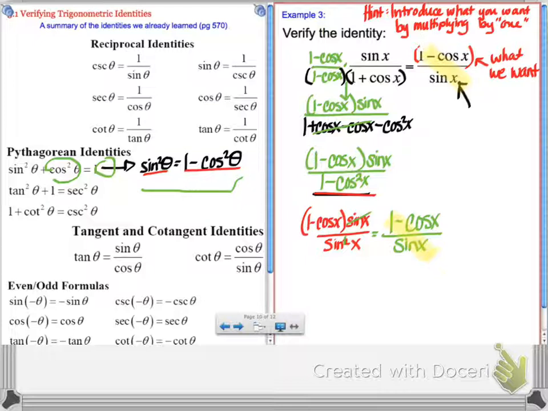So this is key. You're going to have to introduce what you want by multiplying by 1, especially when you're dealing with a lot of fractions. And again, practice kind of makes you so much better at this. The more practice you do, the better and more likely you are to be successful with these concepts.